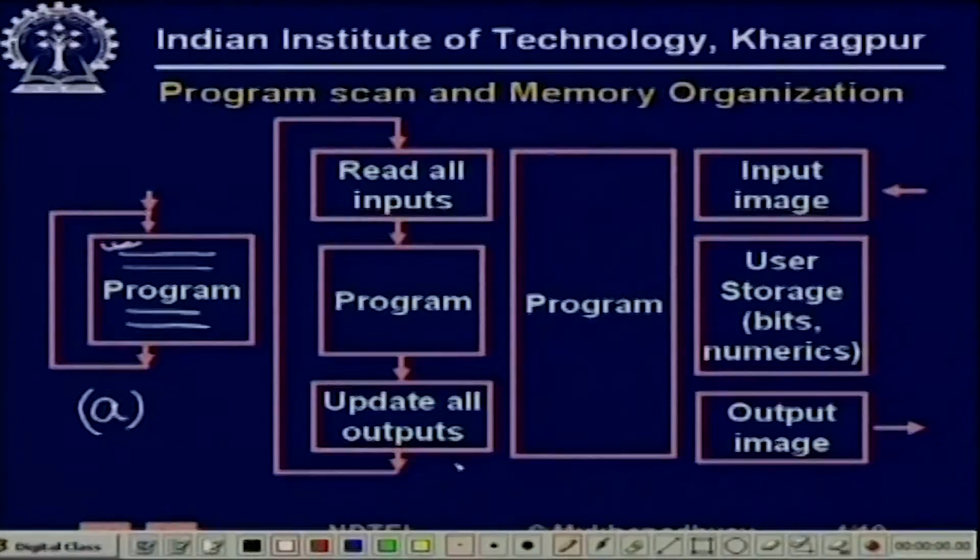First is, so this is an expanded view of A, namely B, which shows that typically 3 activities take place during a program execution. So, the first one is read all inputs. Mark the stress on all. Initially it means that all the inputs are read one after the other and their values are stored, and then the execution of the logic begins.